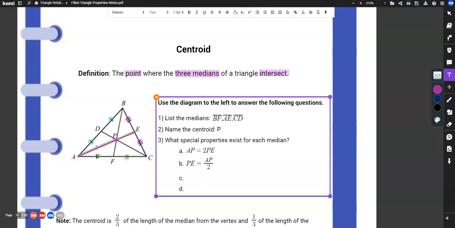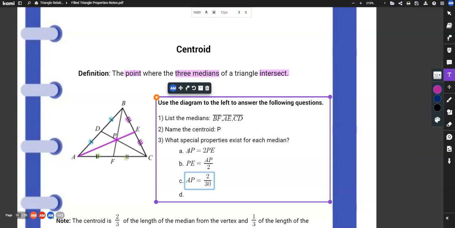The next one is going to be based on the relationship AE, the whole segment to each portion of it. Okay, so the next relationship is that segment AP is 2/3 the length of the full median AE. So the same thing again applies. BP is 2/3 BF. PC is 2/3 CD.